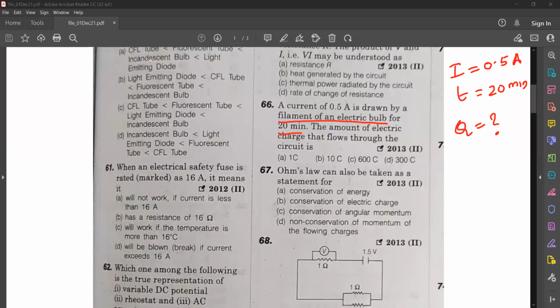A current of 0.5 ampere is drawn by a filament of an electric bulb. The amount of electric charge that flows through the circuit is. Do and comment the answer.